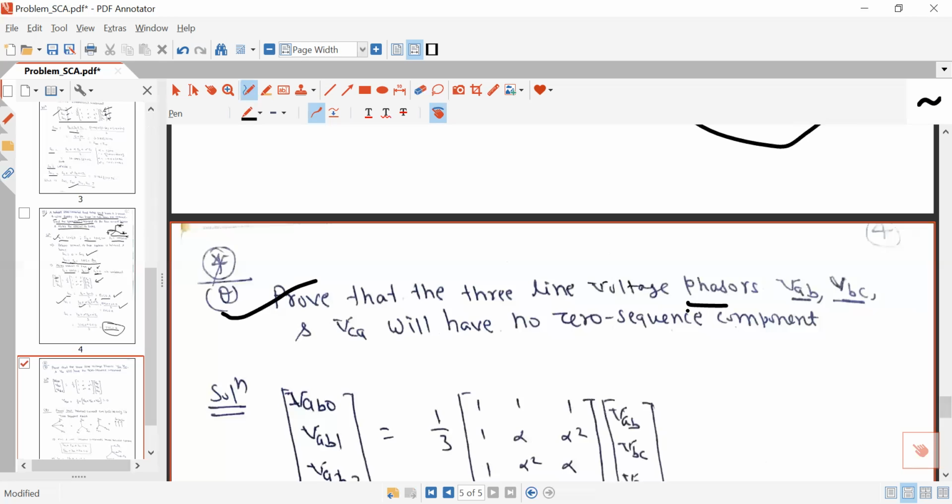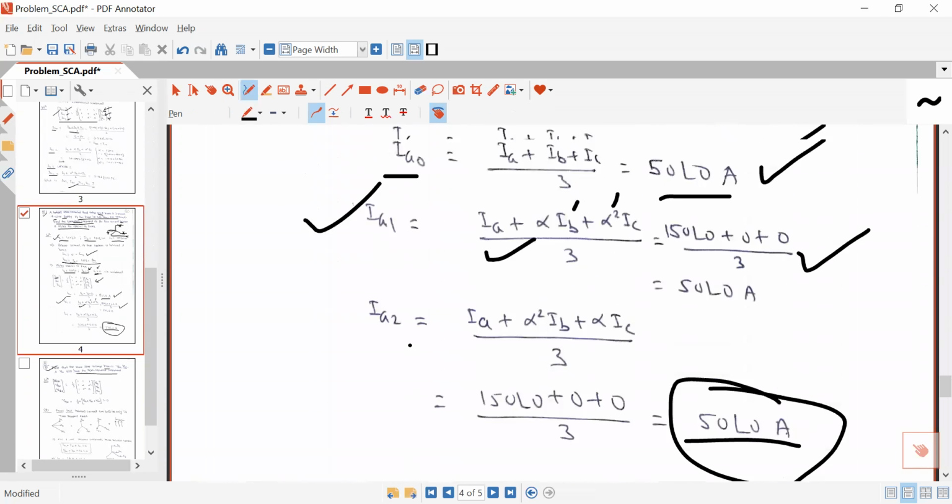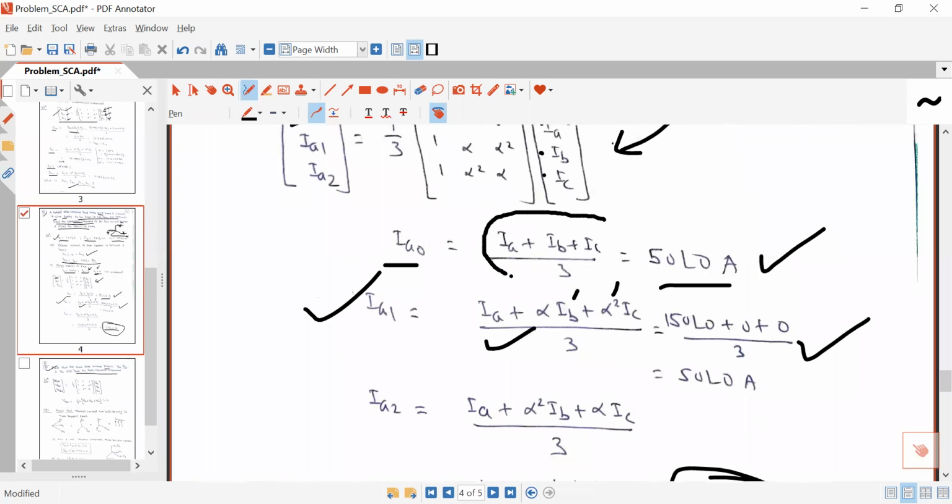Prove that the three line voltage phasors will have no zero sequence component. Obviously, the zero sequence component is the average of the phasors. In star connection, the phasors will be IA, IB, IC. In delta connection, the phasors will be IAB, IBC, and ICA. So the basic concept is that the zero sequence component is just an average of the unbalanced phasors.